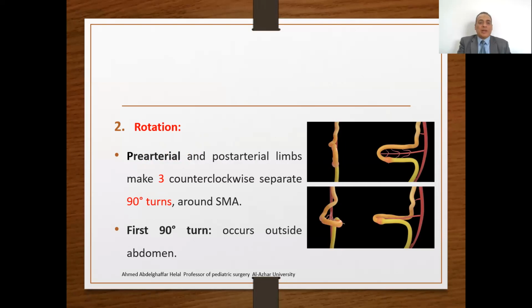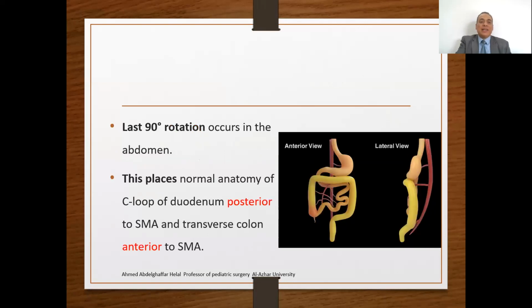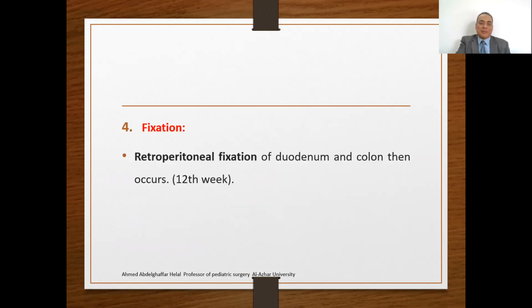The first turn occurs outside the abdomen, the second turn occurs during retraction of the loop into the abdomen, and finally the third rotation will occur inside the abdomen. This rotation will result in the normal anatomical orientation of the intestine, with the duodenum and its C loop posterior to the superior mesenteric artery, and the transverse colon lying anterior to the superior mesenteric artery. This is the final orientation and arrangement of the gastrointestinal tract.